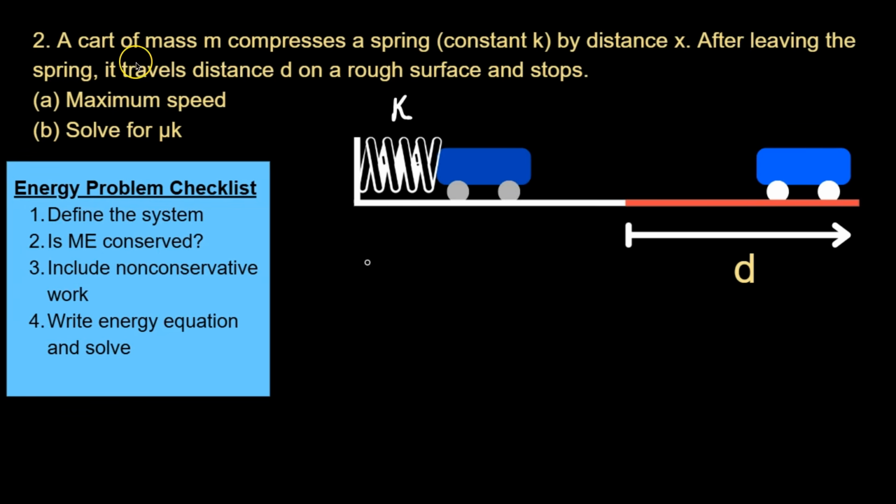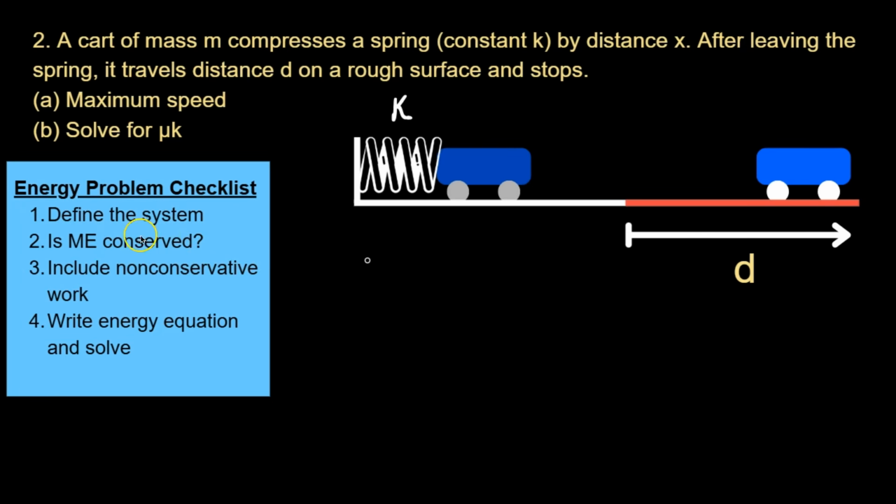Question 2. A cart of mass m compresses a spring with a spring constant k by a distance of x. After leaving the spring, it travels a distance d on a rough surface and stops. Find the maximum speed and solve for the coefficient of kinetic friction.